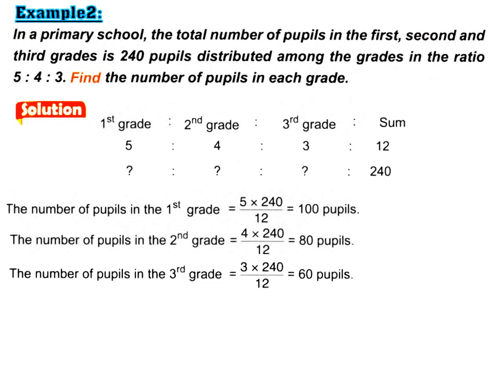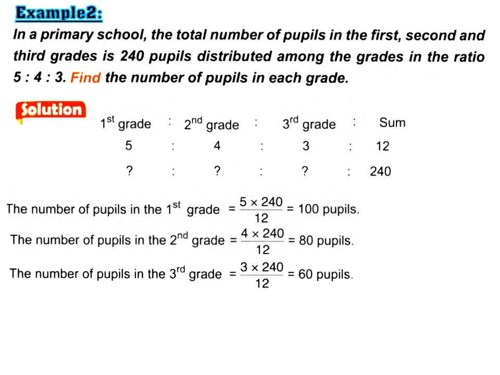Okay, again, I know the names of the ratio, first grade to second grade to third grade, so I will put the sum because I have the total number of pupils in the three grades. The ratio under each grade is 5 to 4 to 3. The sum equals 12. I will put a question mark under the three grades, because he asked me to get the number of pupils in each grade. I will put the total number of pupils, 240, under the term of the sum. By using cross multiplication, the number of pupils in the first grade is 100 pupils, in the second grade 80 pupils, and in the third grade 60 pupils.